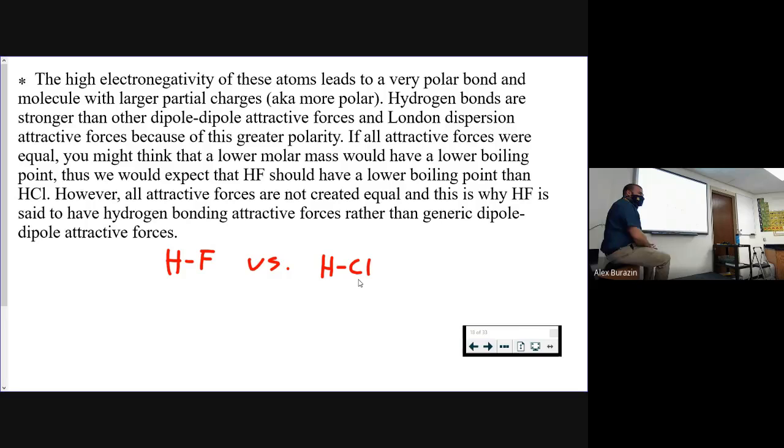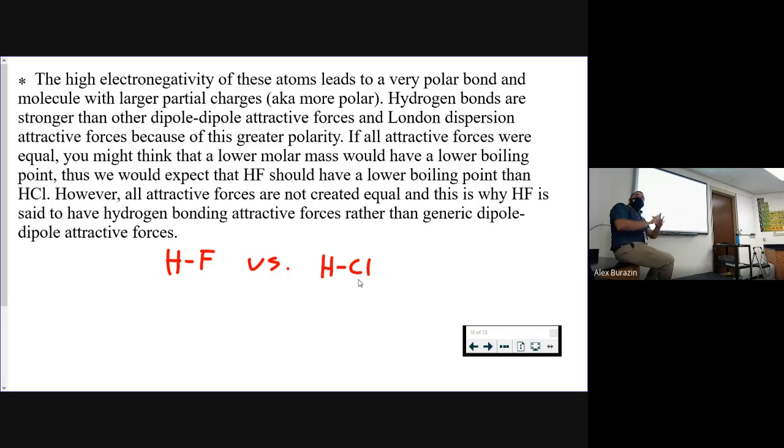So these two molecules, they're linear, right? It's two atoms. You've got a hydrogen and a fluorine, and a hydrogen and a chlorine. Nothing too exciting. This one has a molar mass of, what do we get, 20. This one has a molar mass of 36.5-ish, give or take.